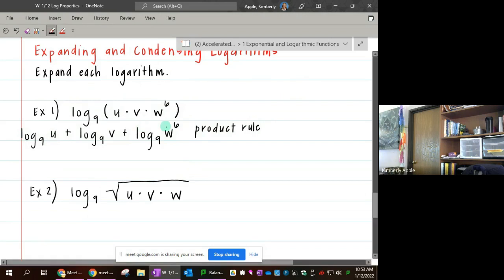Okay. So we're almost done. I can't leave this here for a full expansion. So now I'm going to apply the power rule to get rid of it. This one doesn't have any powers, so I'm just going to leave it. That's as expanded as that gets. This one doesn't have any powers, so I'm going to leave that one also. This guy has that power of 6. And remember, the power rule tells us to bring the power down and multiply it in front. So this becomes 6 times the log base 9 of W.